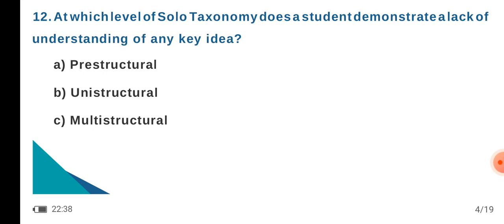Okay, the correct answer in number 12 is letter A, pre-structural. Explanation. At the pre-structural level of SOLO taxonomy, students demonstrate a lack of understanding of any key idea, indicating a rudimentary or absent understanding of the topic. Okay, let's move on to number 13.